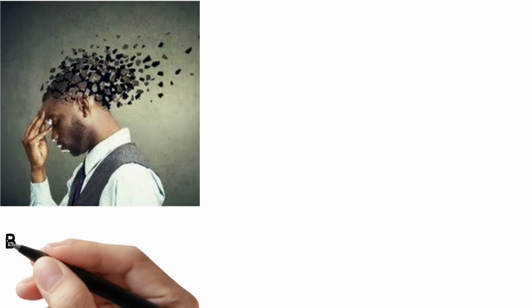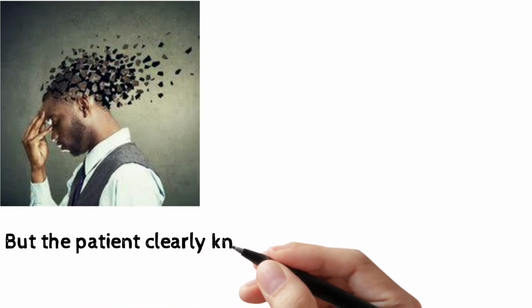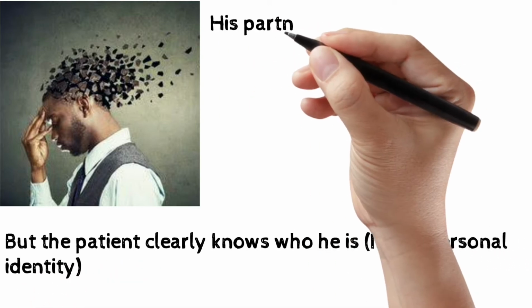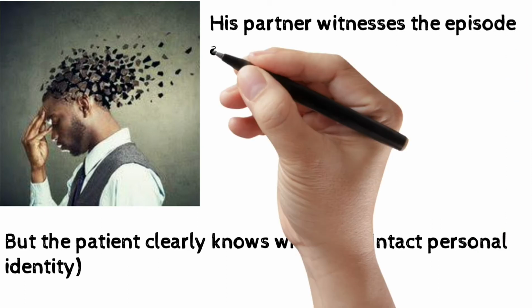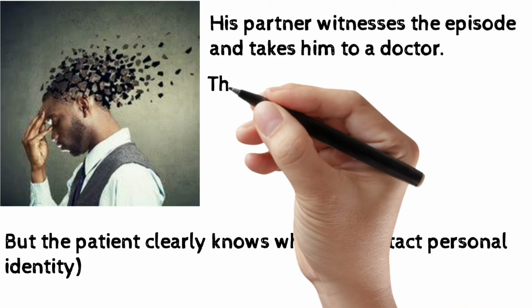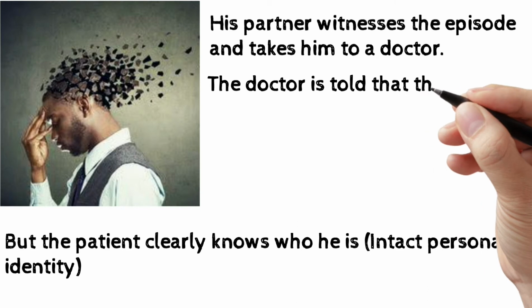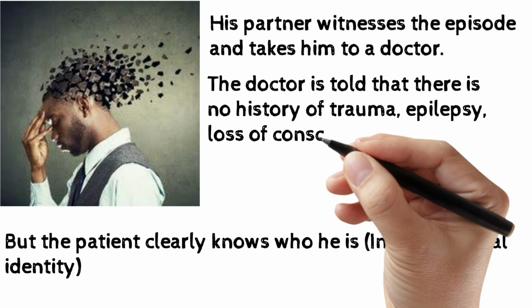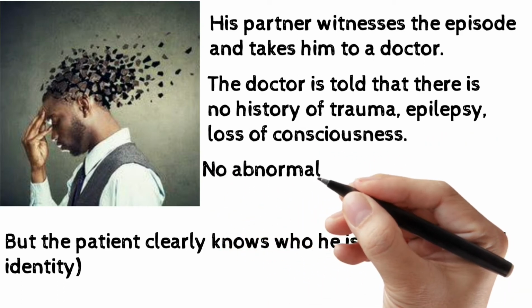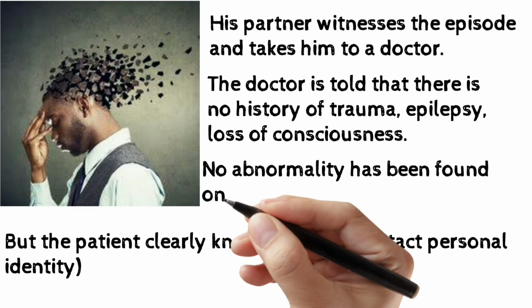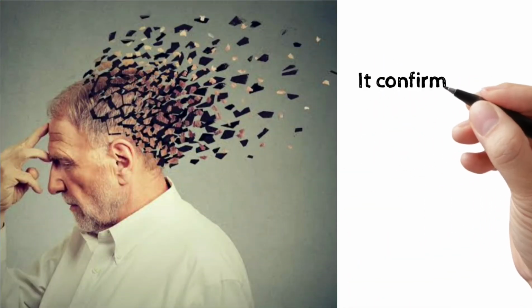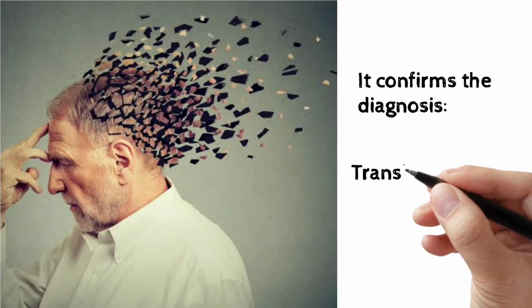But the patient clearly knows who he is. That means intact personal identity. His partner witnesses the episodes and takes him to a doctor. The doctor is told that there is no history of trauma, epilepsy, or loss of consciousness, and no abnormality has been found on physical examination. So, it confirms the diagnosis as transient global amnesia, that is TGA.